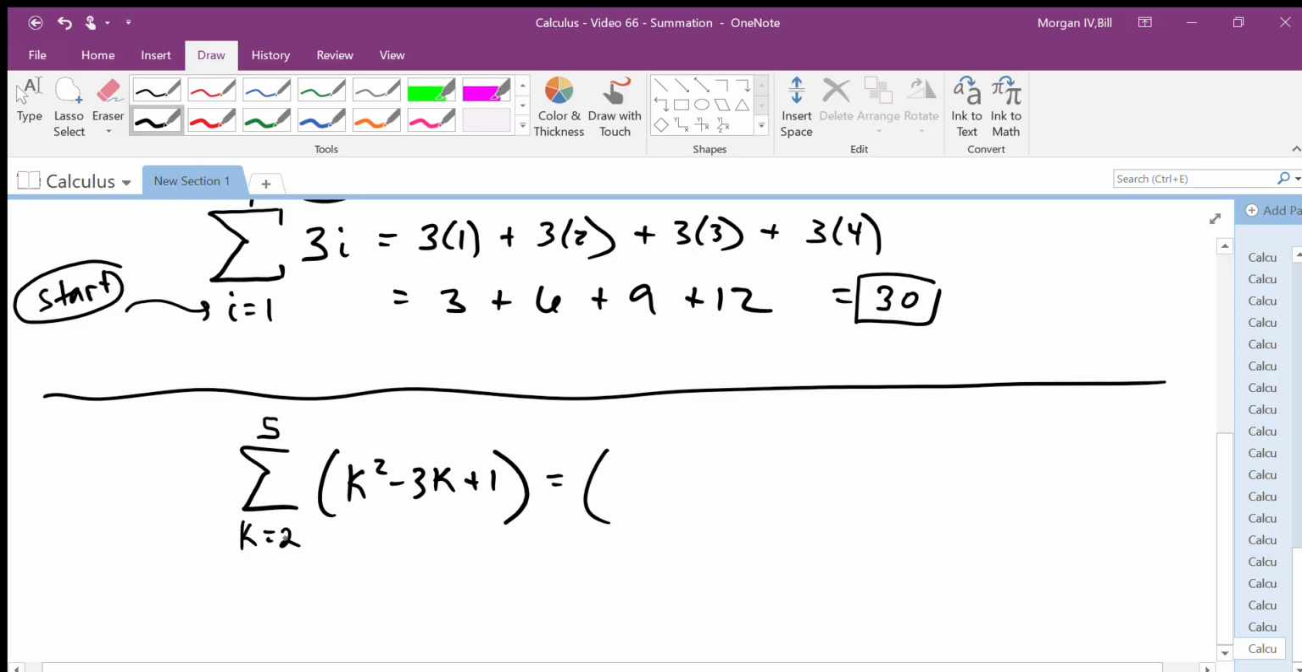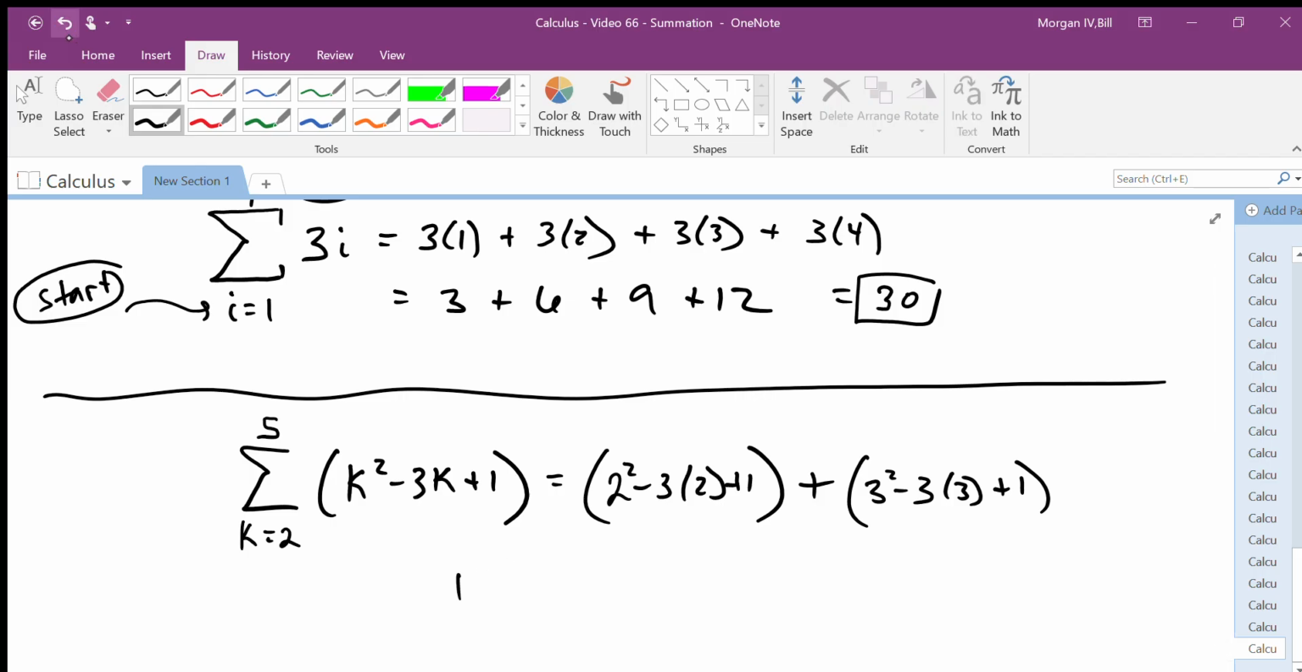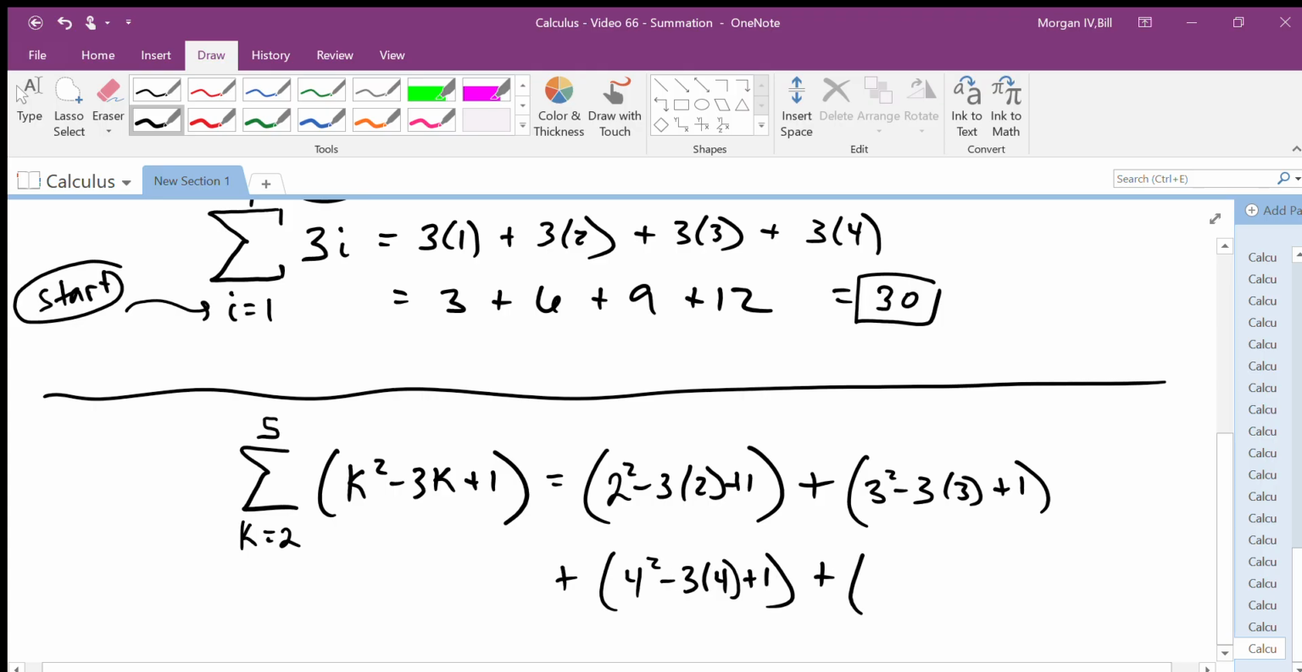I'll start by plugging 2 into all the k's: 2 squared minus 3 times 2 plus 1. Now I'll add that, and again we know we're adding here because it's sum. Sigma notation means to add. Now we'll plug in a 3 into all the k's: 3 squared minus 3 times 3 plus 1. Now we'll plug in 4: 4 squared minus 3 times 4 plus 1. And then finally sub in 5: 5 squared minus 3 times 5 plus 1.